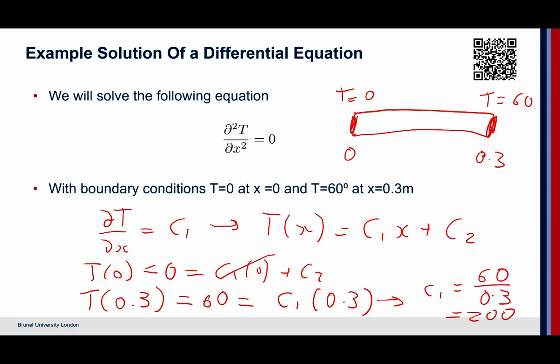So the final equation we have, if we plot it, is actually just a straight line, this is 0.3 here, and T of x is equal to 200x. And this is 0, and this is T. Does that make sense? Everyone happy with that? So essentially it's just a process of integrating and solving this differential equation and putting in the boundary conditions.